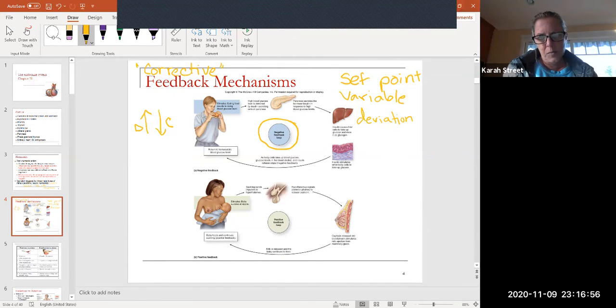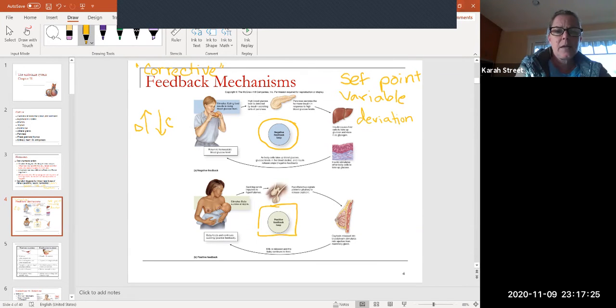But not all systems use negative feedback. A few use positive feedback. And the best example, they're showing here breastfeeding, but I'm going to use another one that goes with this, is labor and delivery, not just breastfeeding. Labor and delivery, breastfeeding, blood clotting. With positive feedback, the deviation and the correction go in the same direction.